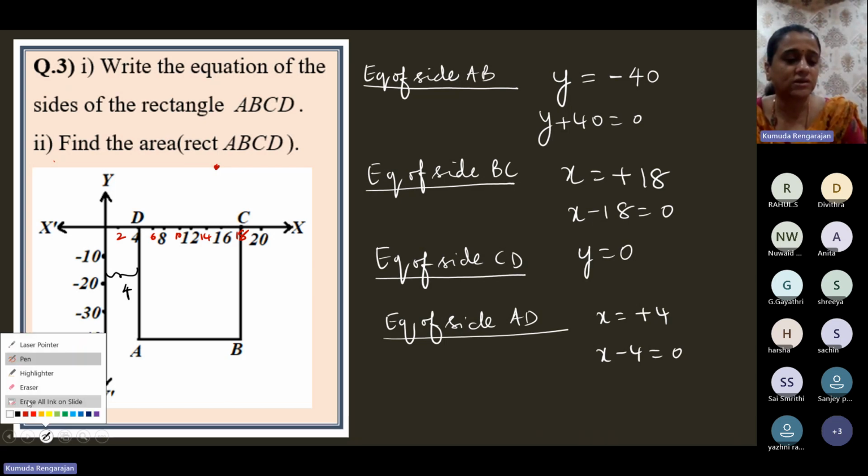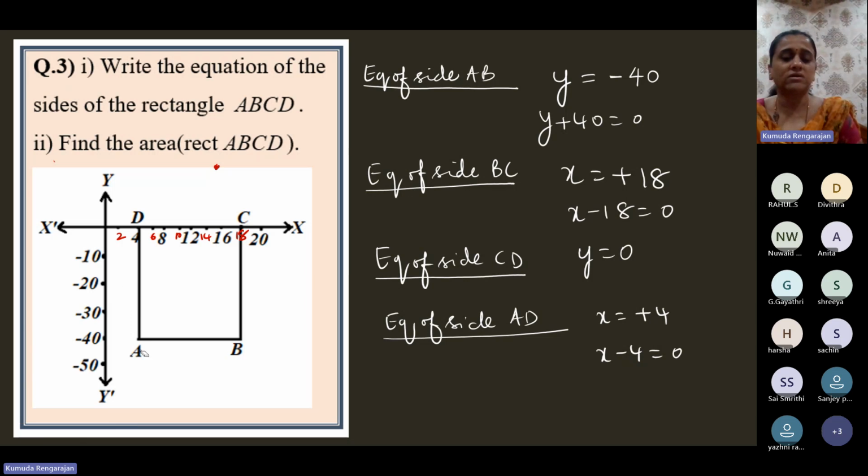So Saispriti, you looked a little confused. Is it okay now? Clear? Yes, ma'am. If a line is parallel to the x-axis, equation will be y is equal to. If a line is parallel to the y-axis, its equation will be x is equal to.